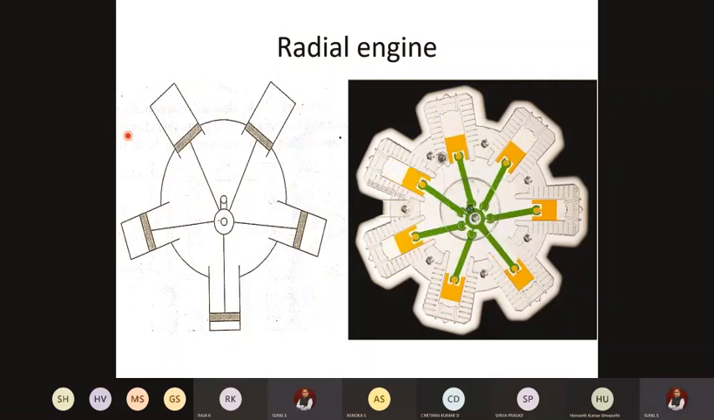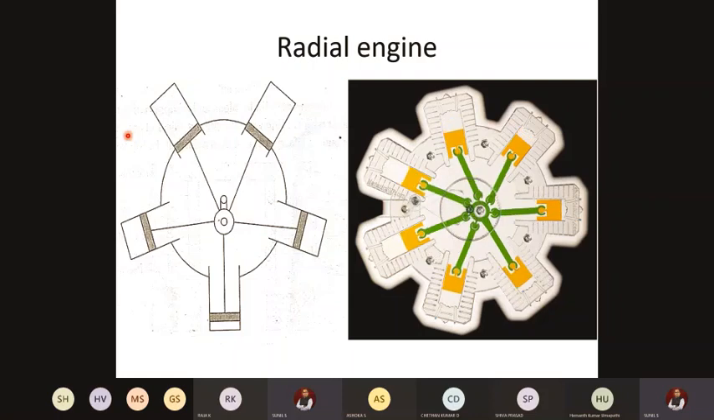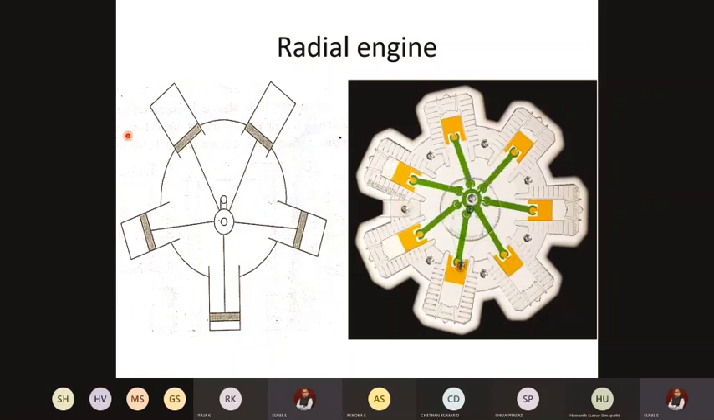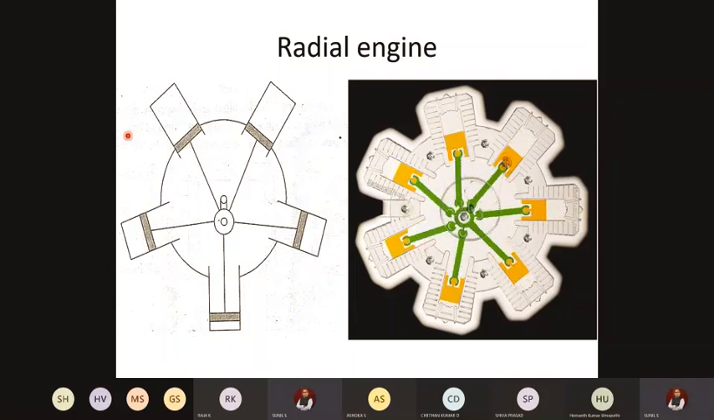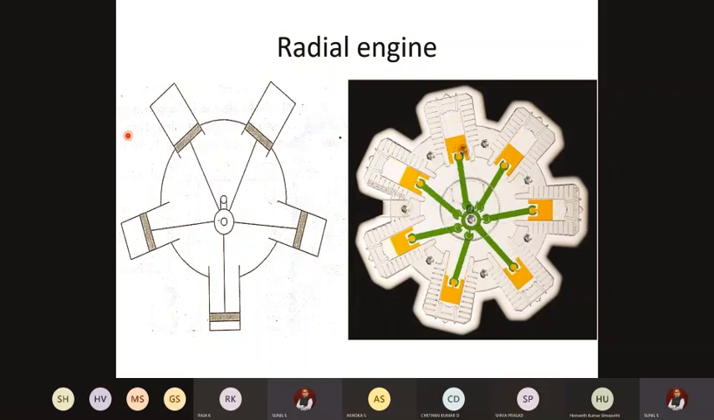The first type that we discussed is the inline cylinder arrangement. Second is the opposed cylinder. Third is the V engine, and fourth is the radial engine. Depending on the application, we can choose any suitable type of engine. Please take down the sketch.